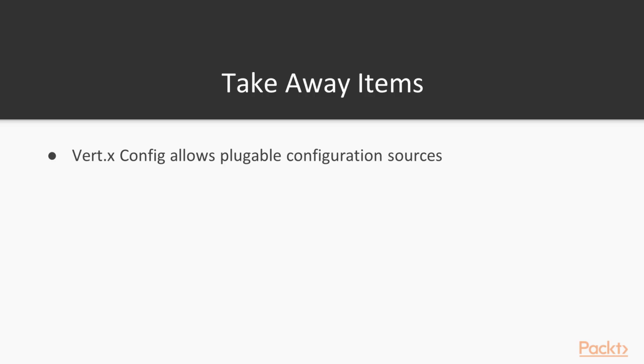So Vert.x Config solves the configuration management problem by abstracting many sources, for example JSON, environment variables, configuration servers, into a simple API.